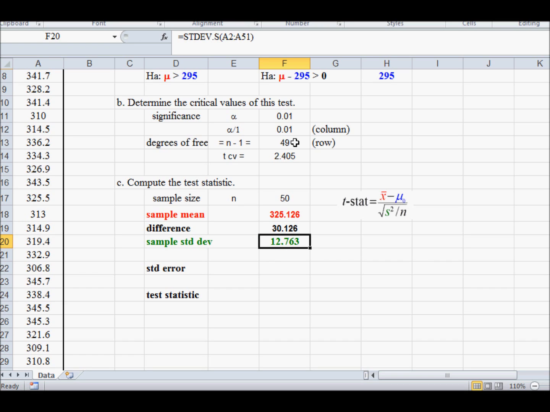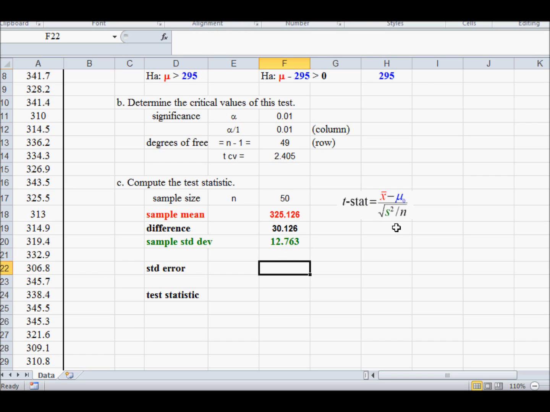And you guys will notice that if you look at your classmates' spreadsheets and compare them to mine, we all have different sample standard deviations. Why is that? For the same reason that we all have different sample means. We all have different samples, so we all have different sample means, and we all have different sample standard deviations.